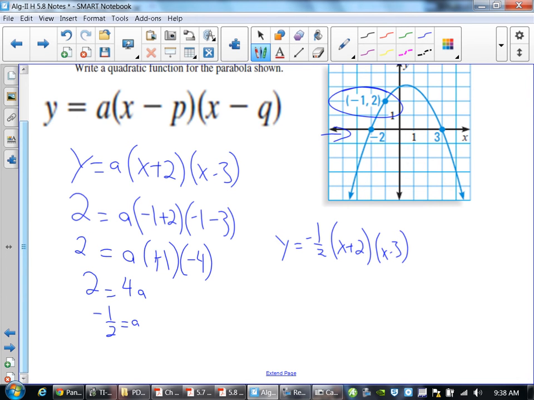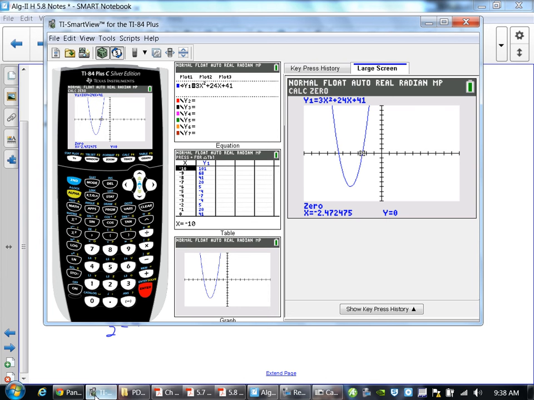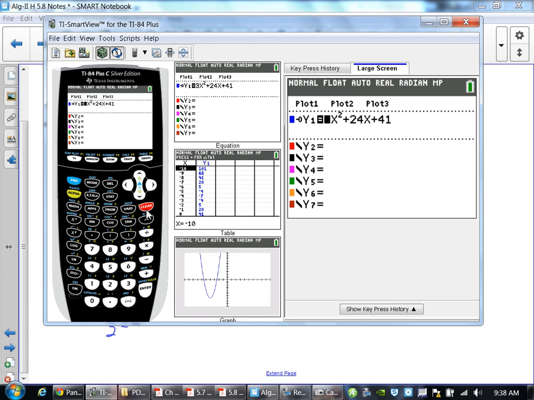You're done. That's it. Nice. It is very, very easy to do. And what's nice is that you could actually check your work. You may ask, how do I do that? Well, you use your calculator. I'll show you a couple of things here. If I go to my calculator and put in the model I just found, it was -1/2 times x plus 2 times x minus 3, I think.